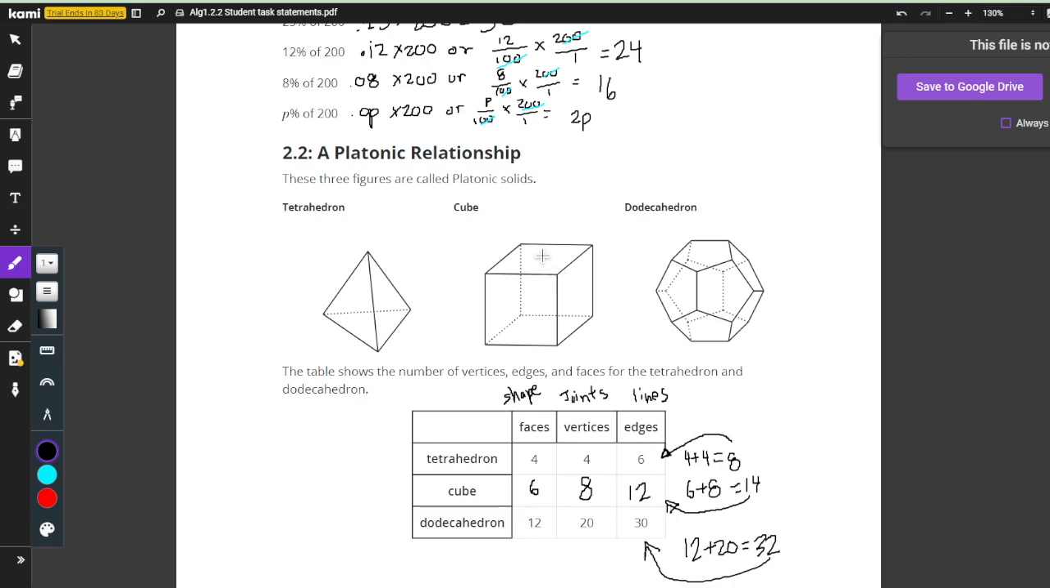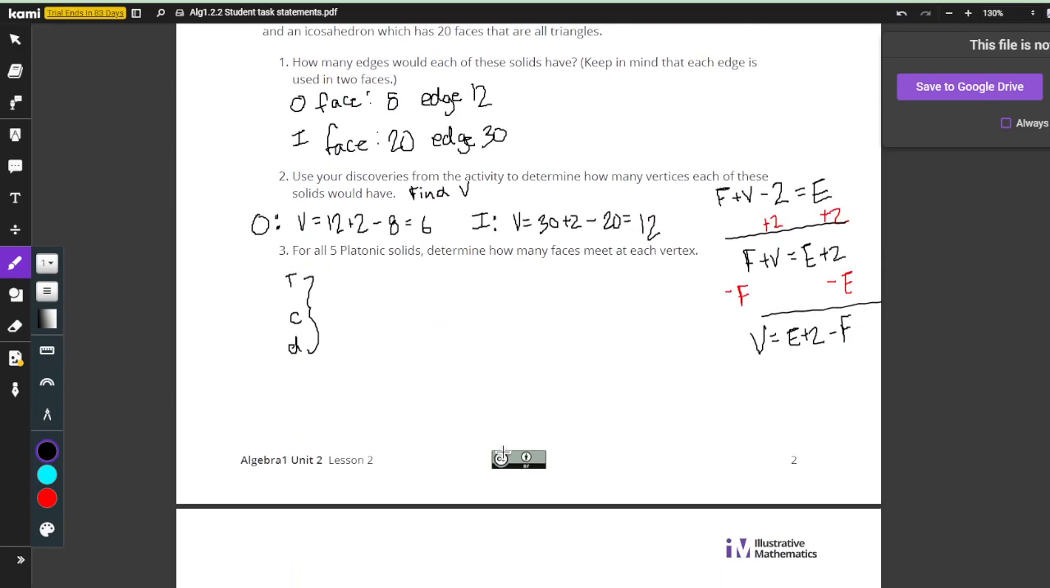The cube also at the joint, we have 3. And also on the tetrahedron at the corner, we have 1, 2, 3. So it looks like there are 3 faces touching each vertex. 3 faces. Okay. Now we have to look at our other ones, which is the octahedron. In this case, it would be 4. And the last one is the icosahedron, which is going to be 5 faces.